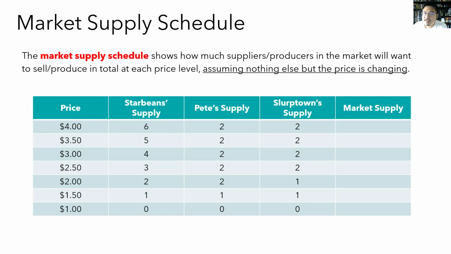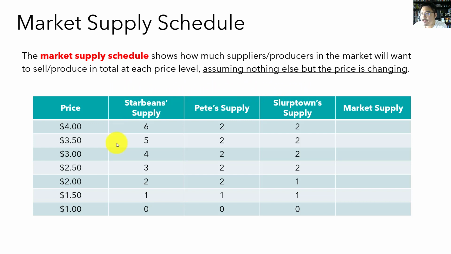So that was the supply schedule and supply curve for an individual seller, Star Beans. And now let's talk about the market supply schedule. So the market supply schedule is a table that's going to show how much the suppliers and producers in the marketplace are going to want to sell and produce in total at any given price level, again, assuming that nothing else but the price is changing. Okay, so here's an example.